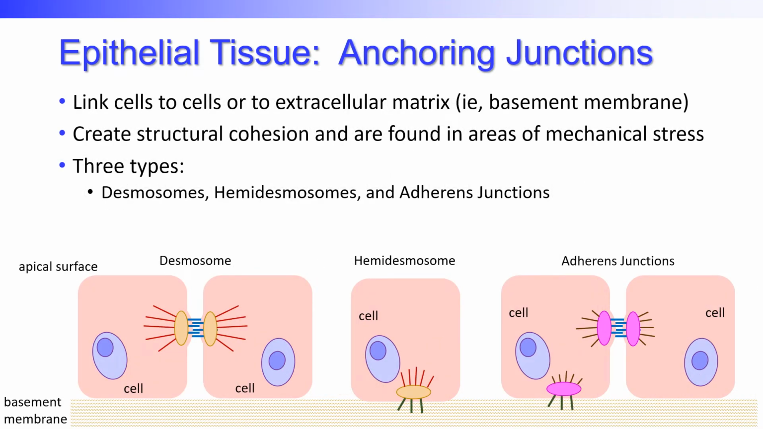Next are the anchoring junctions, and these connections are going to link cells to cells or cells to extracellular matrix, something like a basement membrane. These junctions are going to create the structural cohesion needed to create tissues and glands. It also gives these tissues the strength to withstand mechanical stresses, so they're going to be pretty strong. There are three types of anchoring junctions. We have desmosomes, hemidesmosomes, and adherens junctions.